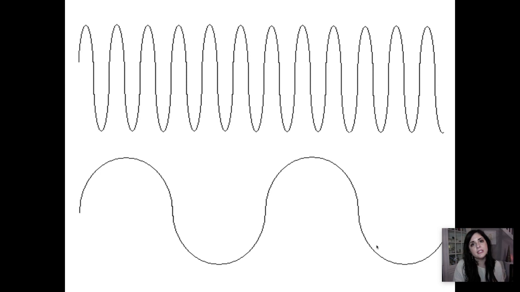Because the frequency is so high, the wavelength of those waves is so low. The waves are really close to each other. So therefore, the higher the frequency, the smaller the wavelength, and the lower the frequency, the higher the wavelength. So they're inversely proportional to one another.